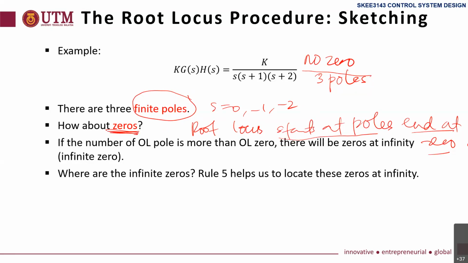So in this case, if poles are more than zeros, the other is called infinite. So here we have infinite 0. In root locus, together finite and infinite will be equal to the number of poles. So here we have 3 infinite zeros.